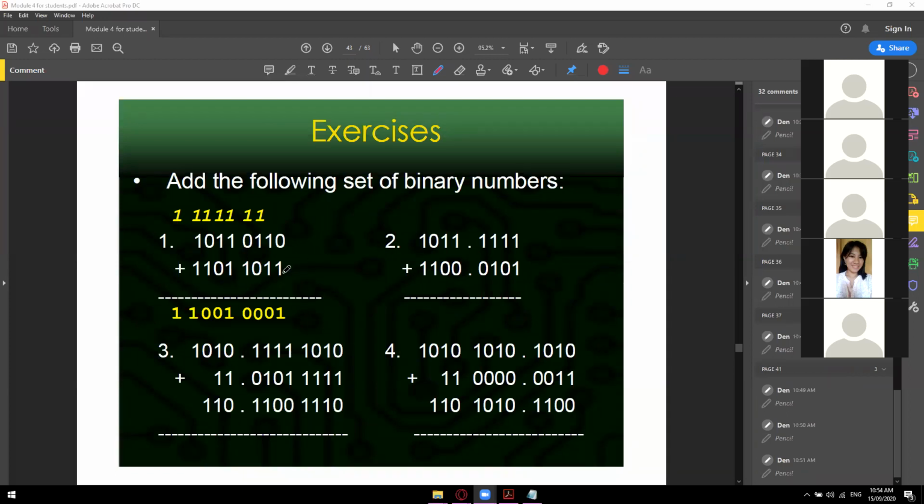Okay, so 0 plus 1 is 1. 1 plus 1 is 10. So carry 1, bring down 0. 1 plus 1 is still 10. So carry 1, bring down 0. 1 plus 1 is still 10. Carry 1, bring down 0. 1 plus 1 plus 1 is 11. So carry 1, bring down 1. 1 plus 1 is 10. Carry 1, bring down 0. 1 plus 1 is 10. So carry 1, bring down 0. 1 plus 1 plus 1 is 11. So carry 1, bring down 1. And then bring down the carry.